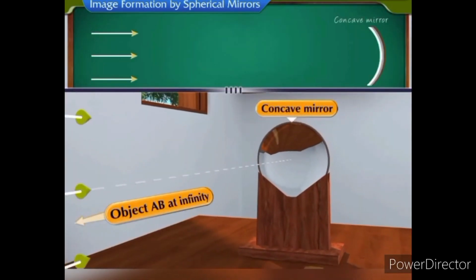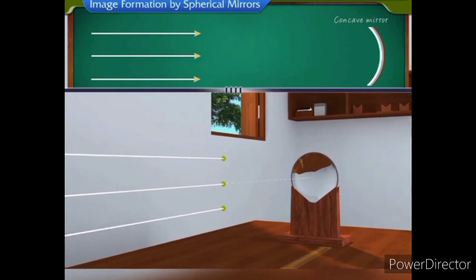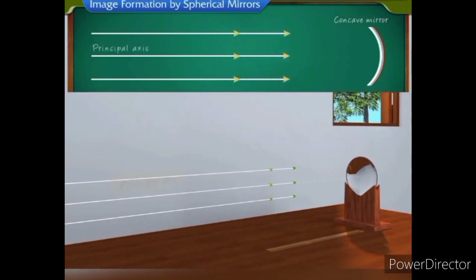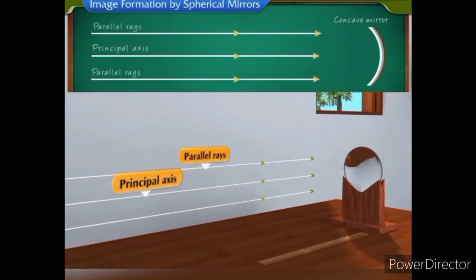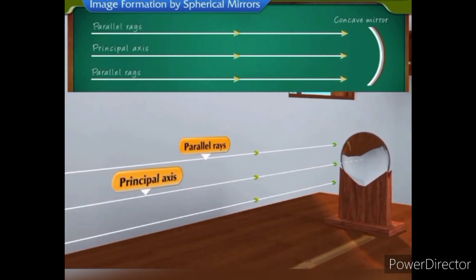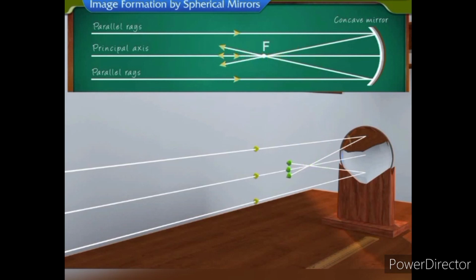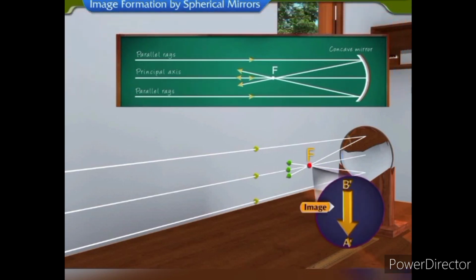Assume that an object AB is placed at infinity. Let us consider three rays coming from the object. One along the principal axis and two parallel rays on either side of the principal axis. The ray traveling along the principal axis is incident normally on the mirror and hence retraces its path. The rays parallel to the principal axis pass through the focus after reflection. The three rays meet at the focus and image is formed at that point. The image is real, inverted, and highly diminished.